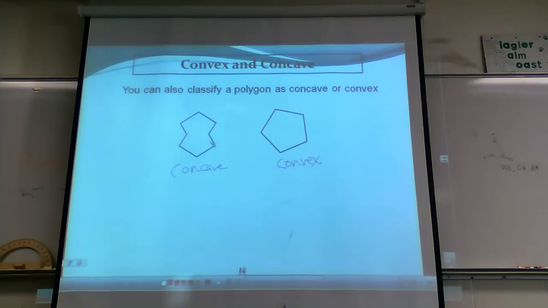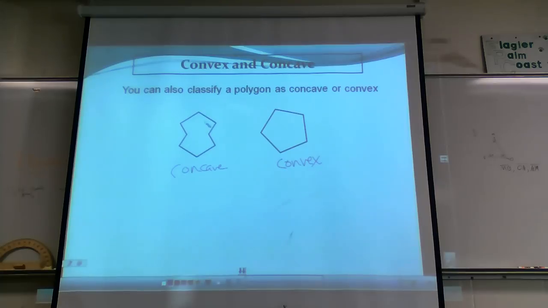Now, there are tests for this. The big test is whether or not something is concave. The test is essentially you take the sides and extend them out. If you extend the sides and it passes through the interior, it's technically concave. But it's generally easier for people to just remember that if something goes in, it's concave.